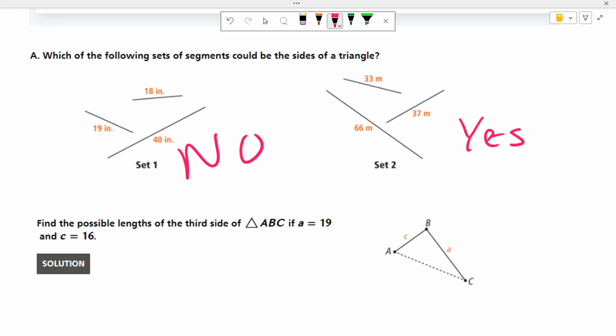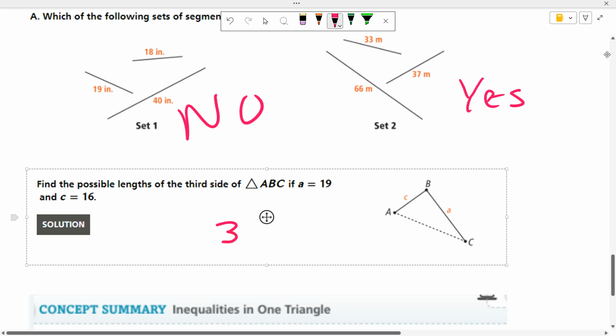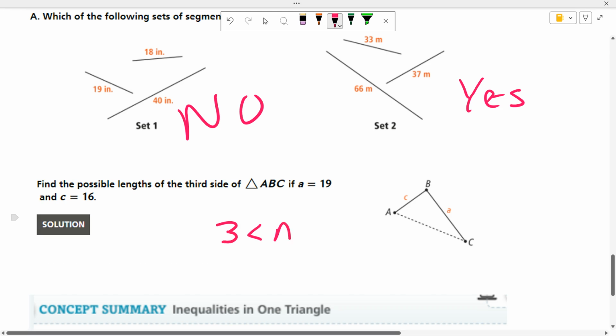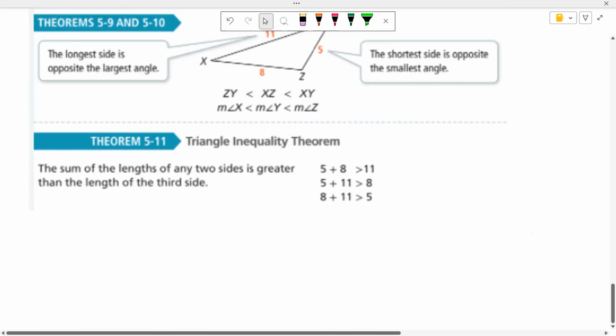Now, when you're doing possible lengths, you have to subtract and then you have to add. Okay? Now, the shortest this could be is when you subtract these. What's 19 minus 16? 3. So the missing side, AC, has to be somewhere in between 3 and when we add these, what do we get? 35. So it has to be anywhere in between 3 and 35. It can't be 3 because it can't be the same as what you get when you subtract them. So it has to be bigger than 3 and smaller than 35. Okay? Bigger than 3 and smaller than 35.